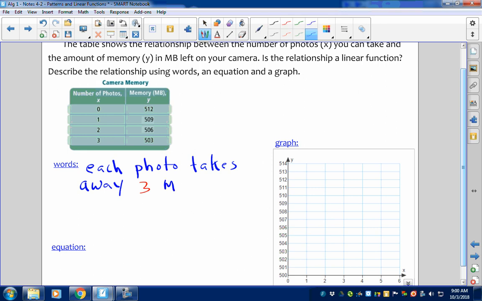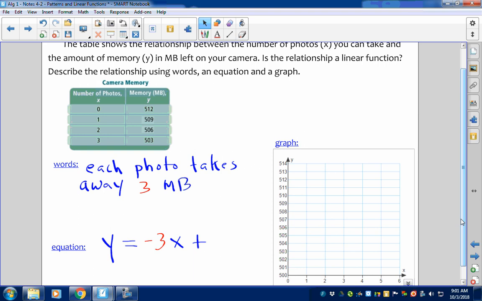megabytes, MBs. And so where does that 3 show up in my equation? What's the sign on the 3? It's got to be taking away, right? So it's negative 3 times x plus... another phrase we use for a y-intercept is the starting point. Notice x starts at 0 this time and not 1. If I were to plug in 0 here, negative 3 times 0 would be 0. What do I need to add to 0 to get up to the starting y value, 512?